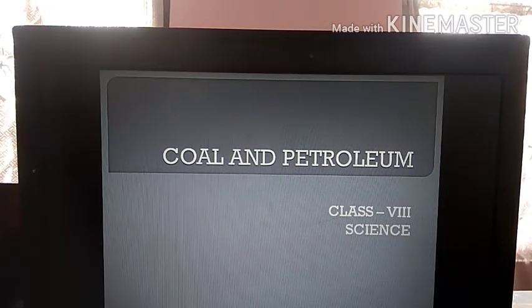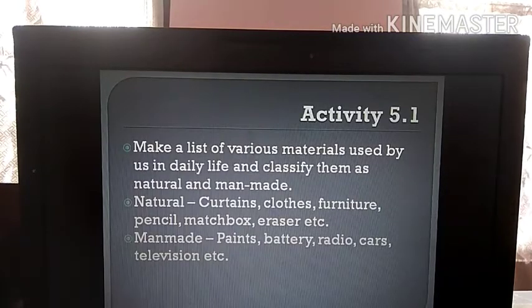Dear students, today we are going to start a new chapter, that is coal and petroleum. In this chapter we are going to study what coal is, what the forms of coal are, what petroleum is, how petroleum refining is done, what products we get from coal and petroleum, their uses and all these things. So let's get started.